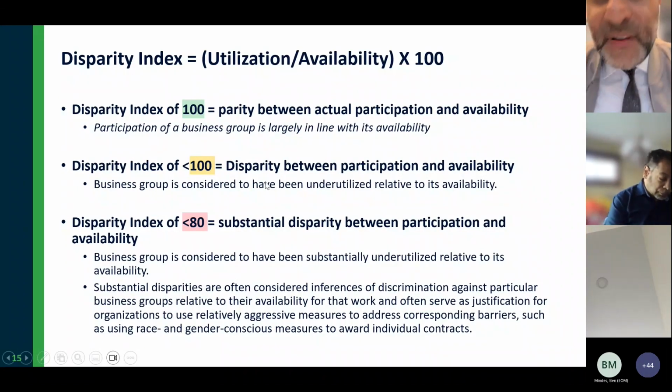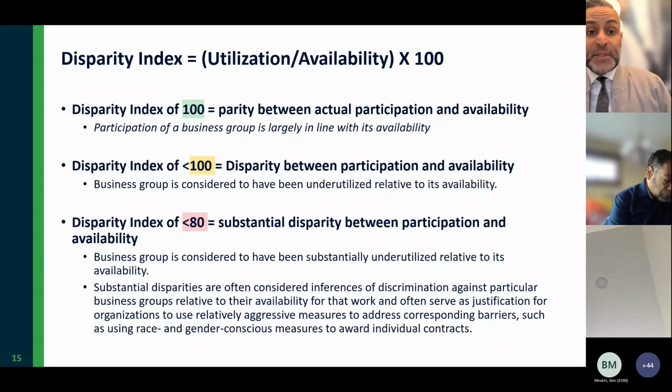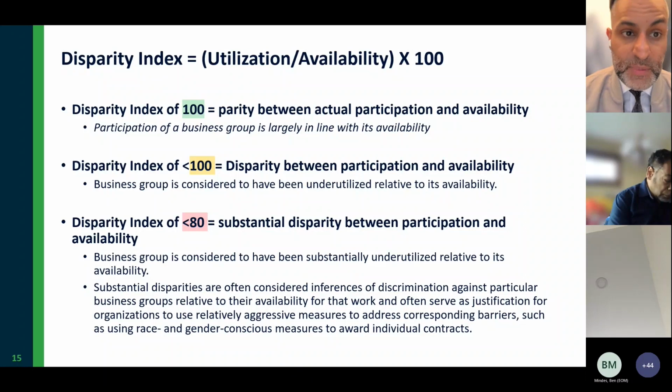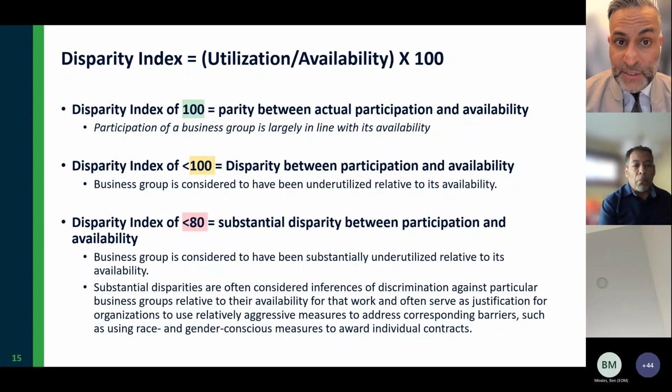So once we estimated availability and calculated the percentage of dollars that DC government actually awarded to POC and woman-owned businesses, we computed what are called disparity indices, where we take actual participation from the utilization analysis divided by estimated availability from the availability analysis and multiply by 100. So a disparity index of 100 indicates that actual participation is largely in line with availability. That's often called parity between utilization and availability.